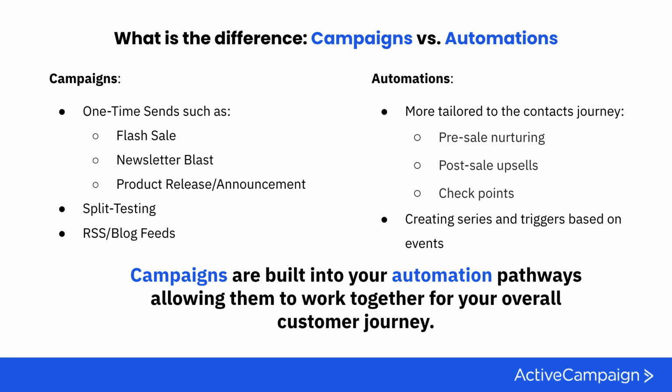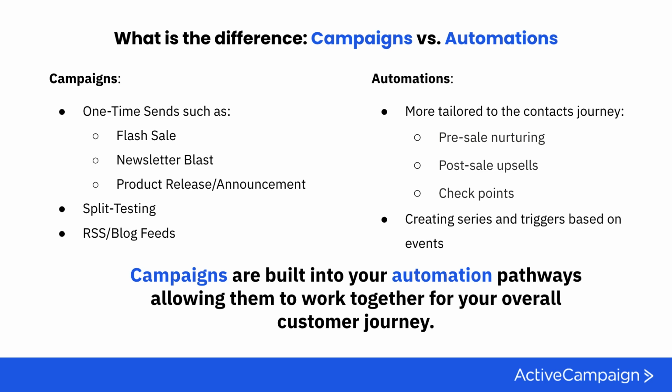Also, split testing in campaigns is really successful, as you get specific data and reporting of which campaigns were the most successful, allowing you to resend that most successful campaign to the contacts that didn't open the first one. If you're a blogger, RSS feeds are going to be super helpful, as we can create automatic triggers that go out every single time you publish a new blog.